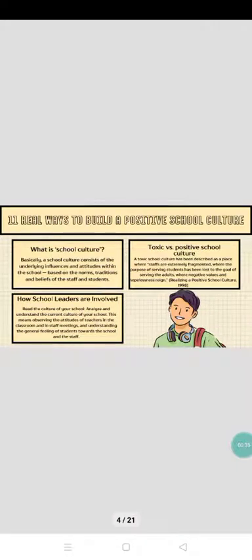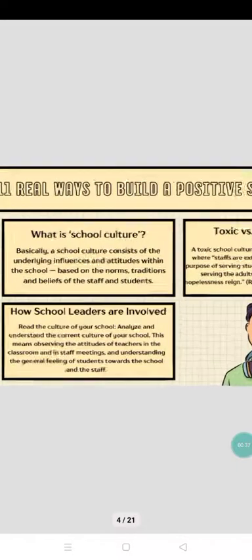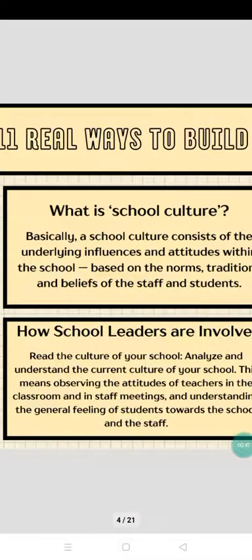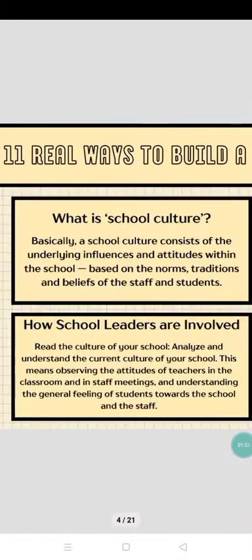So, what exactly is school culture? Basically, a school culture consists of underlying influences and attitudes within the school. That is school culture. So, how are school leaders involved?